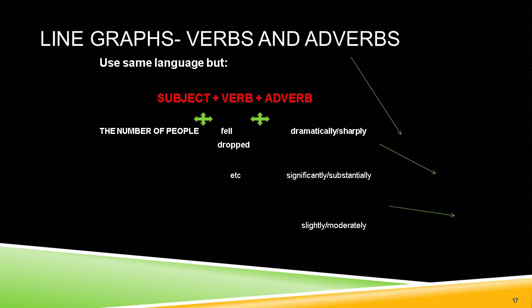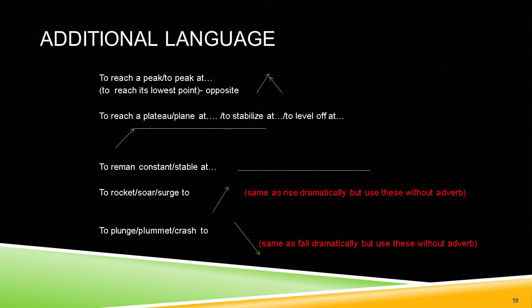And the same would happen for data showing a downward trend, as in these examples. Again, using exactly the same language as for adjectives and nouns, but converted into verbs and adverbs. You also may need to talk about a highest point reached, where you can say, for example, to reach a peak, or to peak at, or to reach its lowest point for the opposite.